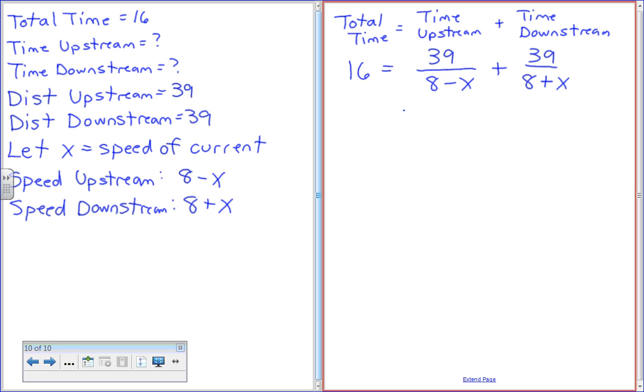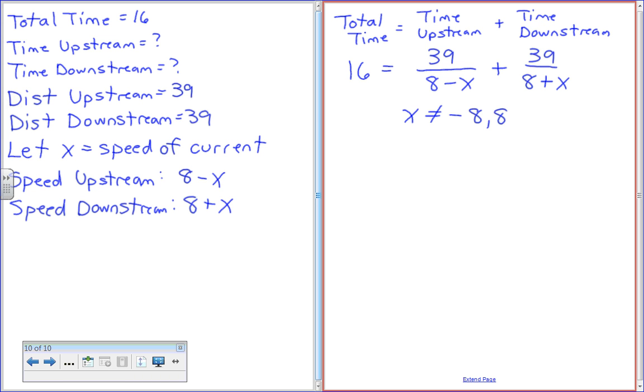What's my restrictions on x, please? Negative 8 and 8. Now, why does that make sense? Why can you not have a river going 8 kilometers an hour? Okay, well, I'll tell you. I'm paddling at 8 kilometers an hour. If the river's going 8 kilometers an hour, what's happening? I'm never going to make it, okay?